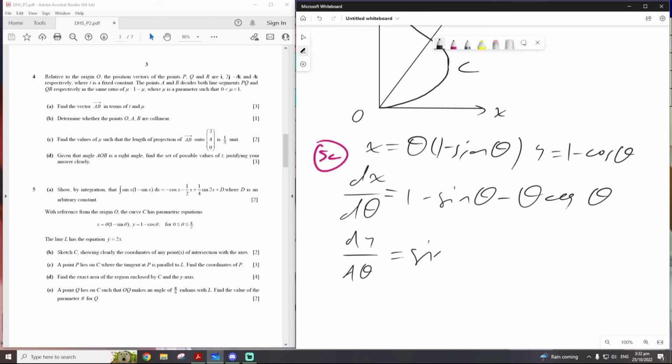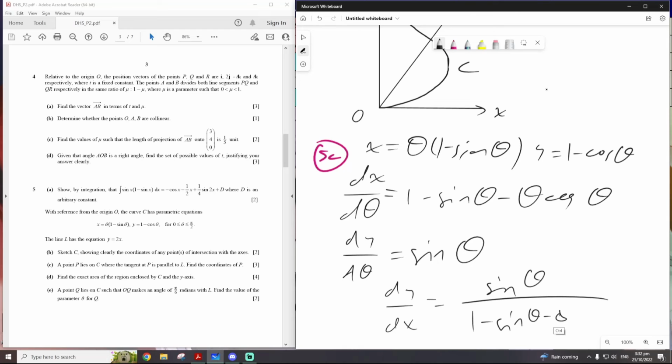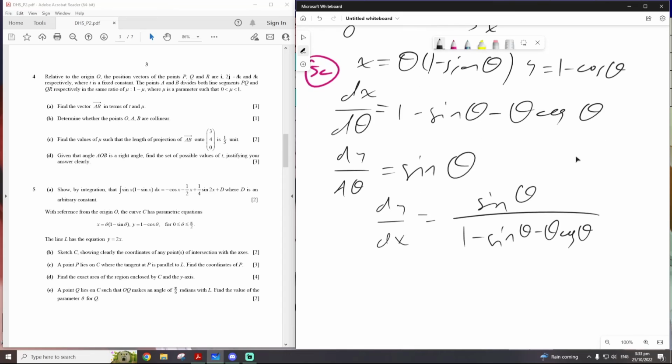So therefore dy dx is sine theta over 1 minus sine theta minus theta cosine theta. So let dy dx equals to 2. Now, of course, this is not something that we can really solve easily, so we will use our GC to help us.